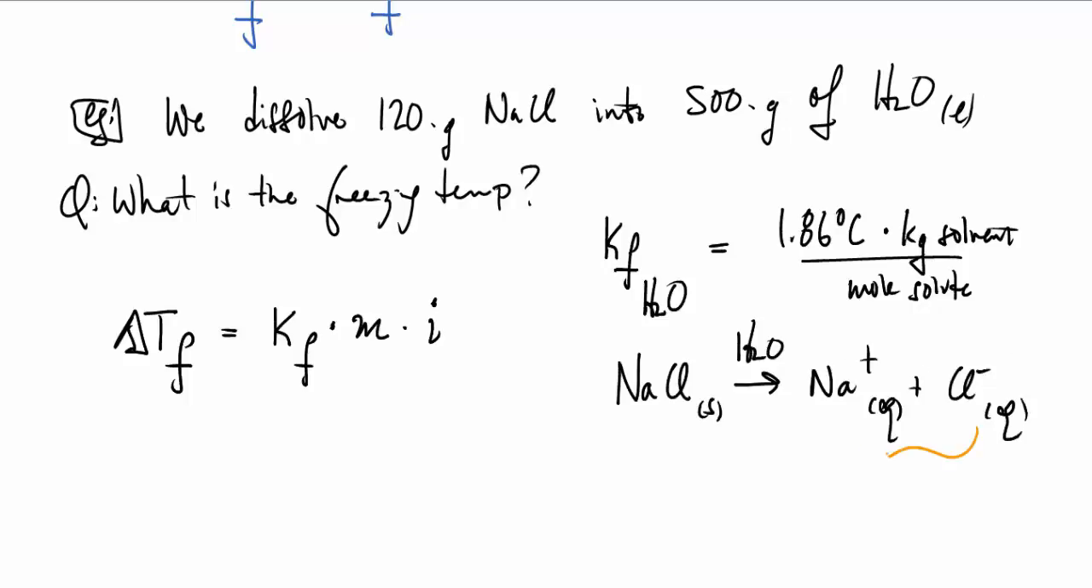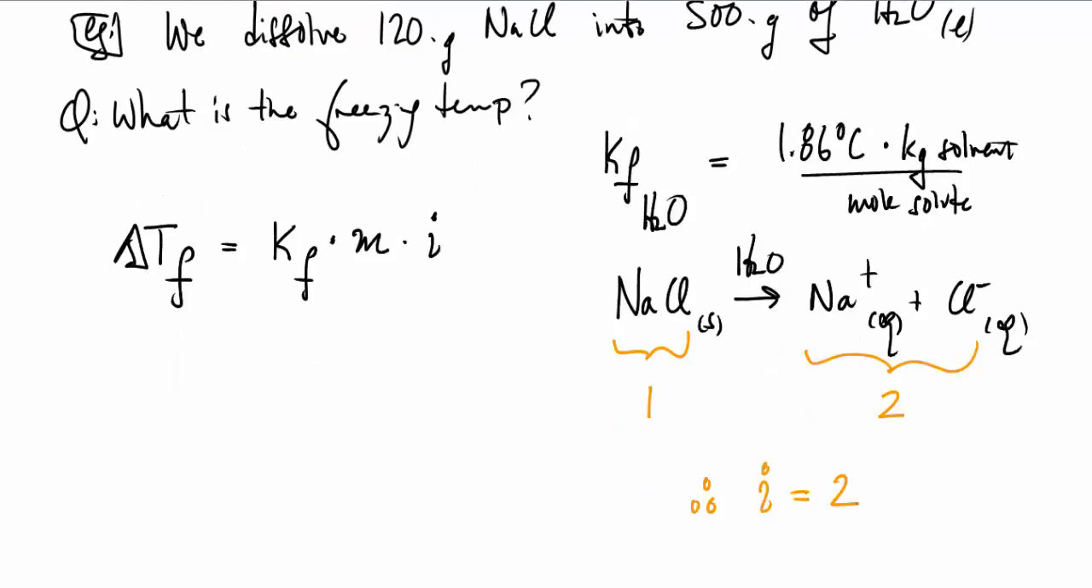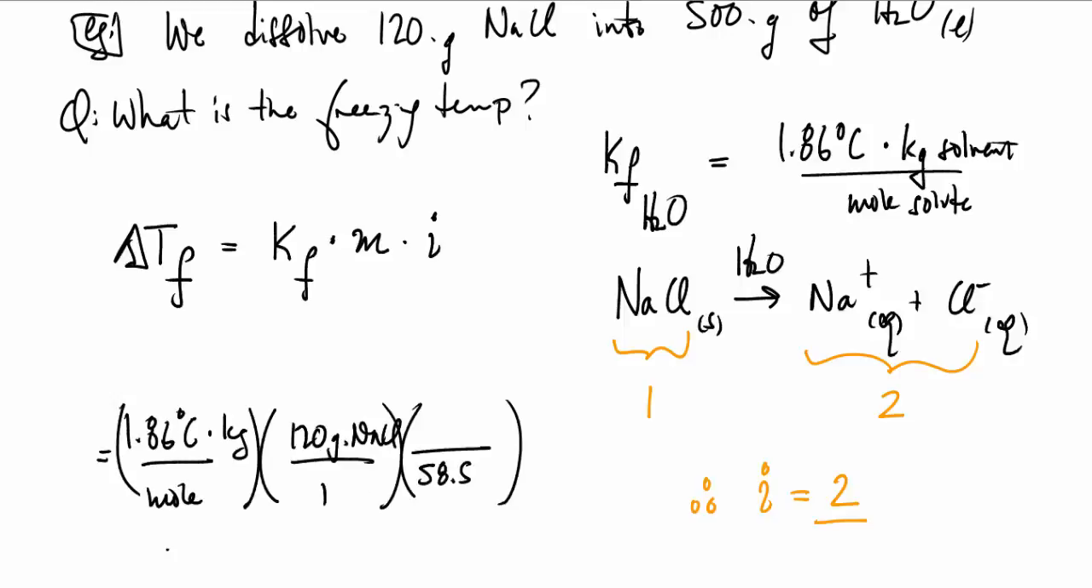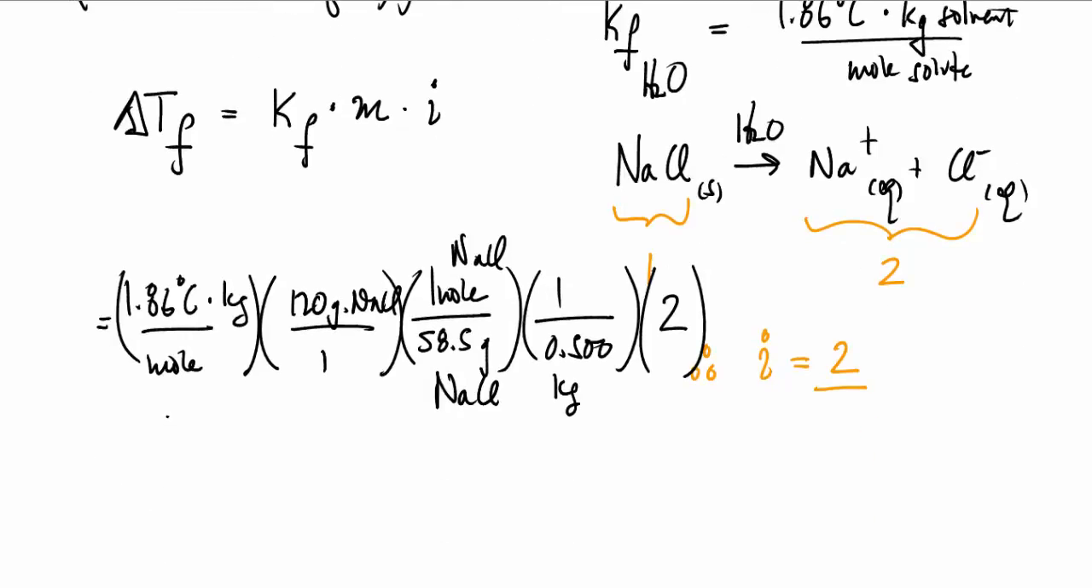The sodium chloride dissociates into sodium and chloride ions. There are two of them totally, so the van 't Hoff ratio here will be 2. That is, 2 particles in solution for every 1 particle you place into solution. So here we have ΔTf equals Kf, 1.86. Here we have 120 grams of sodium chloride. Use the molar mass of sodium chloride and divide that by half a kilogram of liquid water here. Multiply by the van 't Hoff ratio.